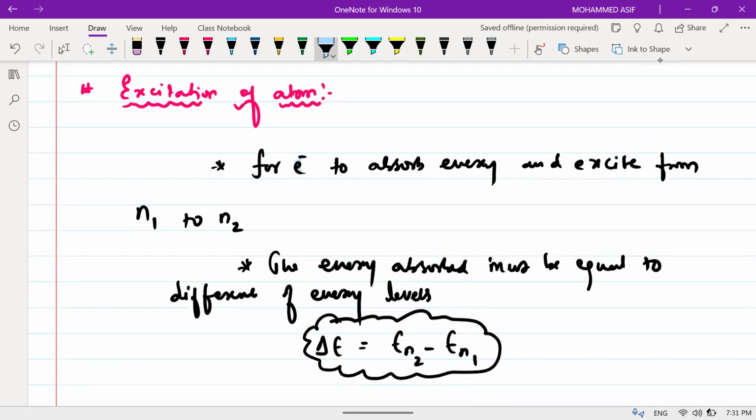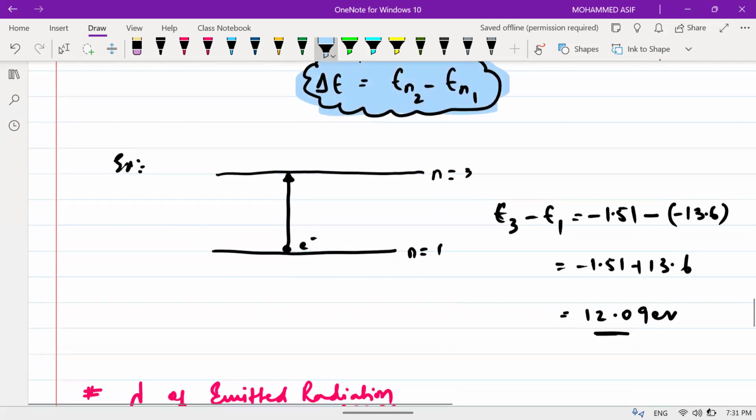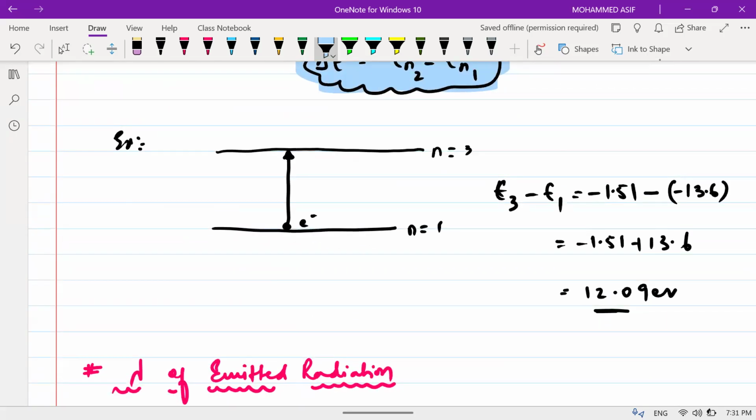Excitation of an electron: for an electron to absorb energy and excite from N1 to N2, lower orbit to higher orbit, the energy absorbed must be equal to the difference of the energy levels, that is delta E is equal to En2 minus En1. When it is jumping from lower orbit to higher orbit, the difference must be equal to E3 minus E1 if it is from 1 to 3. If it is from 1 to 2, then E2 minus E1. Like that you take.